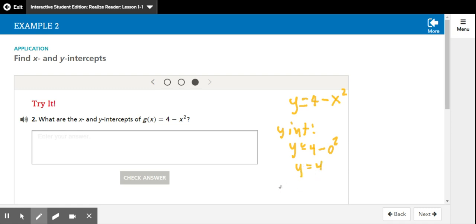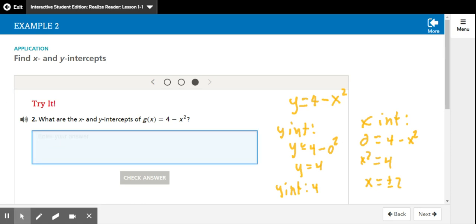So the y-intercept is at 4. The x-intercept is where y is 0. So it's 0 equal to 4 minus x squared. I'm solving that for x. I'm going to add x squared to both sides. You get x squared is equal to 4. I'm going to take the square root of both sides, and I get x is equal to plus or minus 2. Again, square root of 4 is 2 or negative 2. So those are my intercepts.